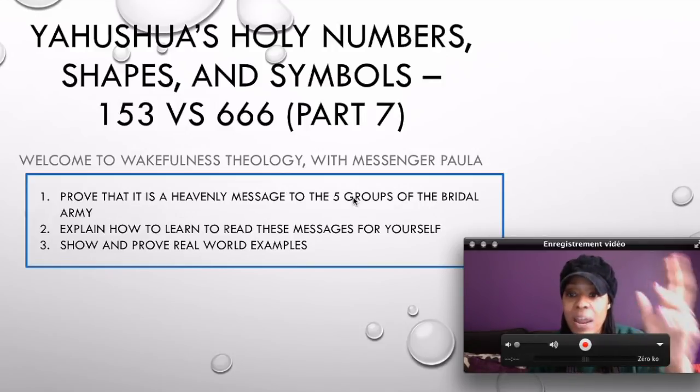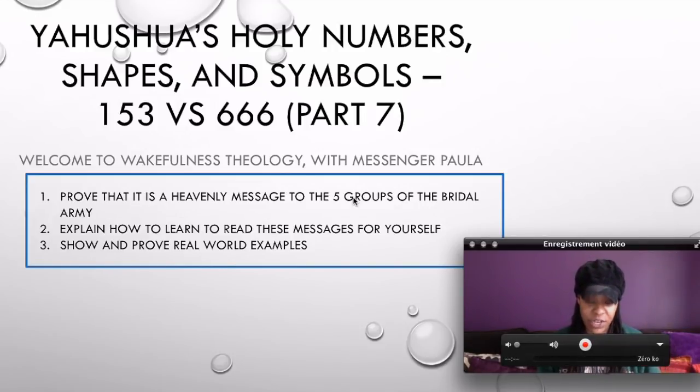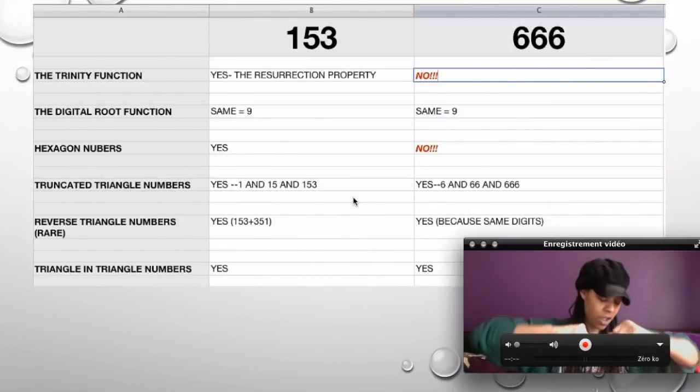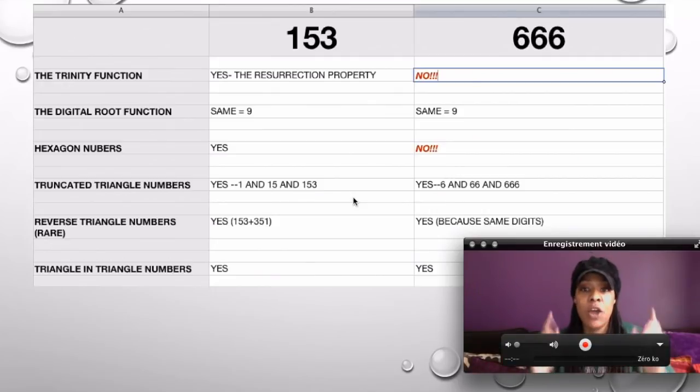We talked about why we're talking about this stuff in the last video, but now we've got to just keep it moving. All right, we're comparing 153 to 666. Of course, we know 153 is representing Yahuwah. 666 is representing the evil guy, evil, bad. And last week I showed you the Trinity function.